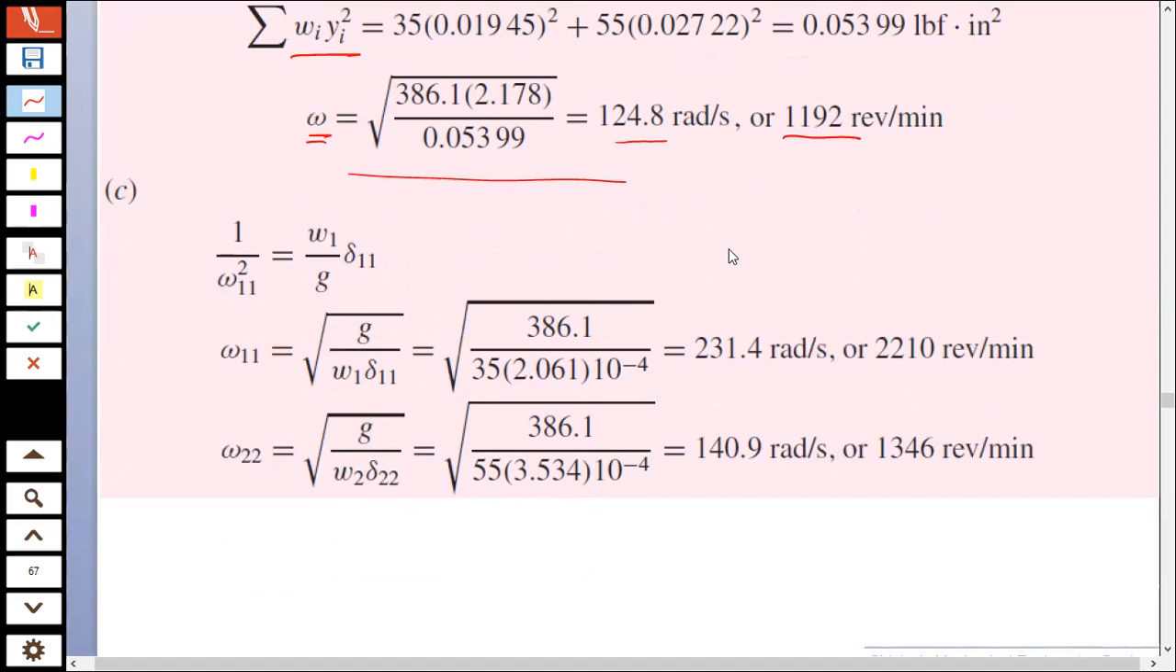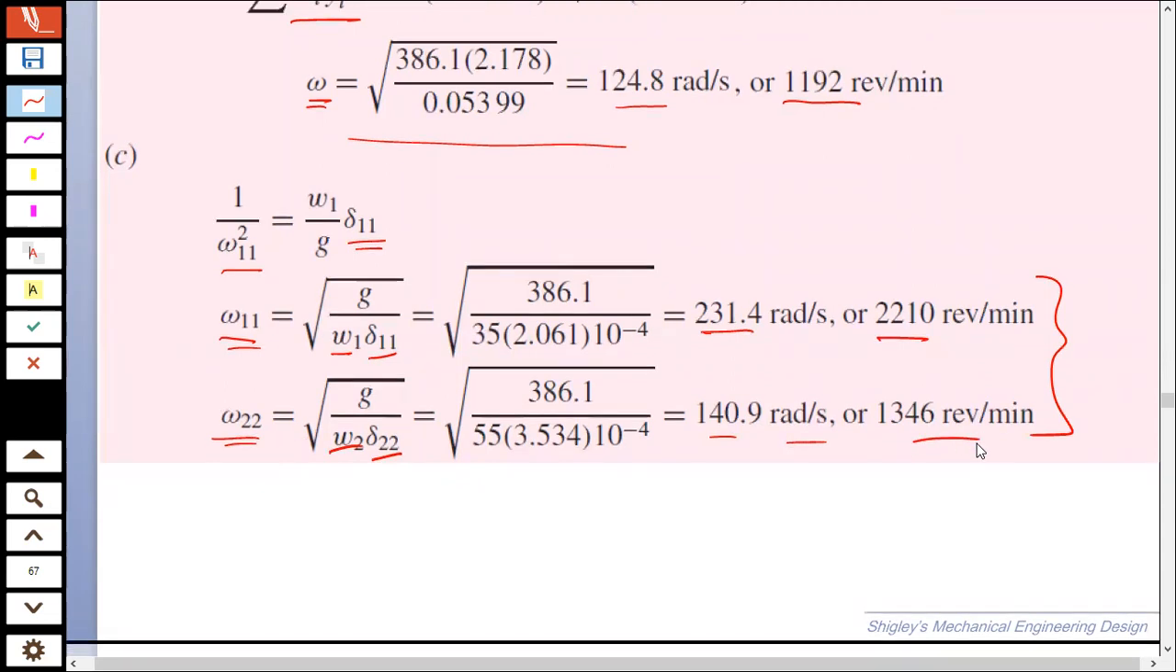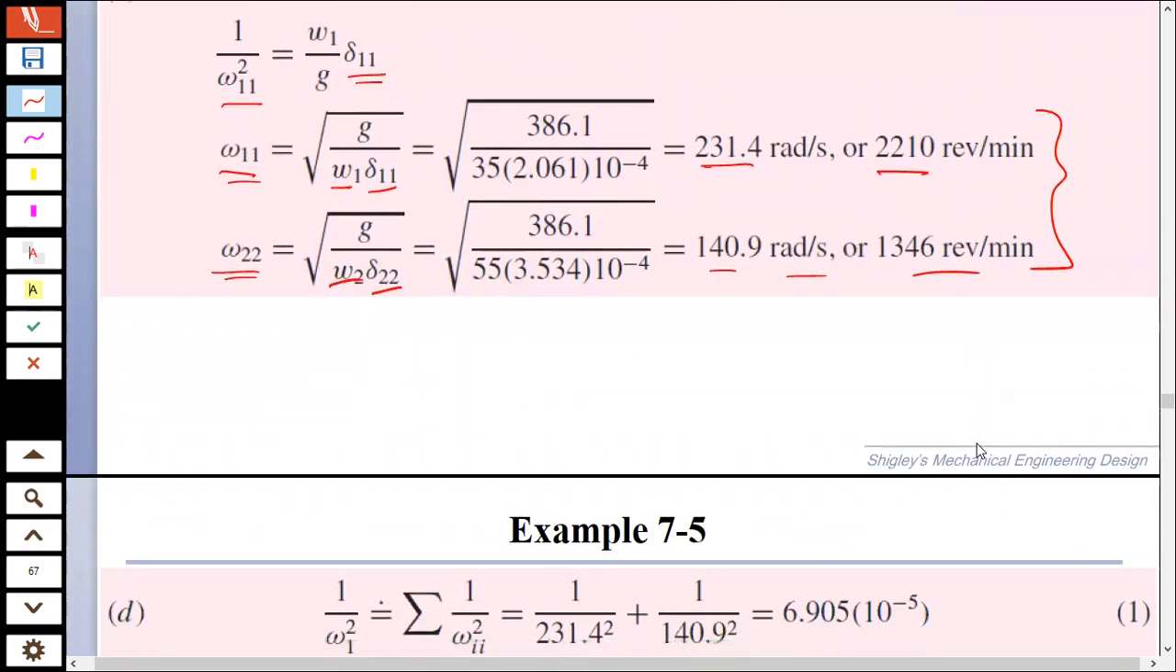Now go ahead and find your 1 over omega 11 square, which is equal to W over G times delta 11. So omega 1 is equal to G over W1 delta 11 under the root. And similarly, omega 22 is equal to G over W2 delta 22. Putting the values, you will get the revolutions per minute or radians per second for omega 11 and omega 22.